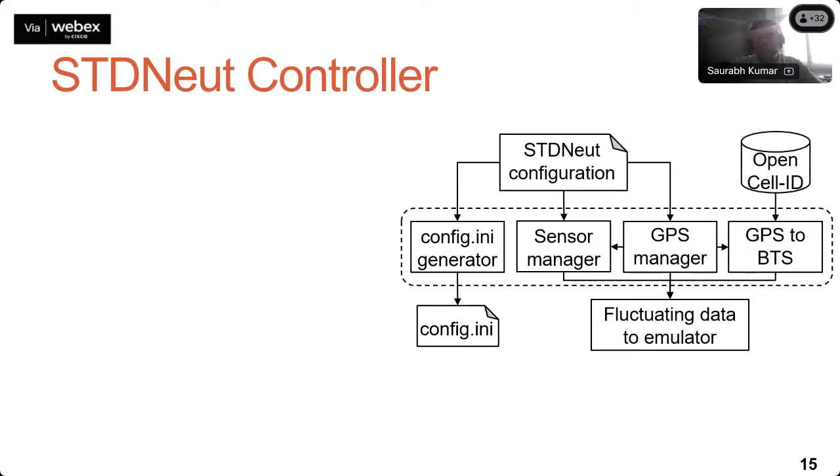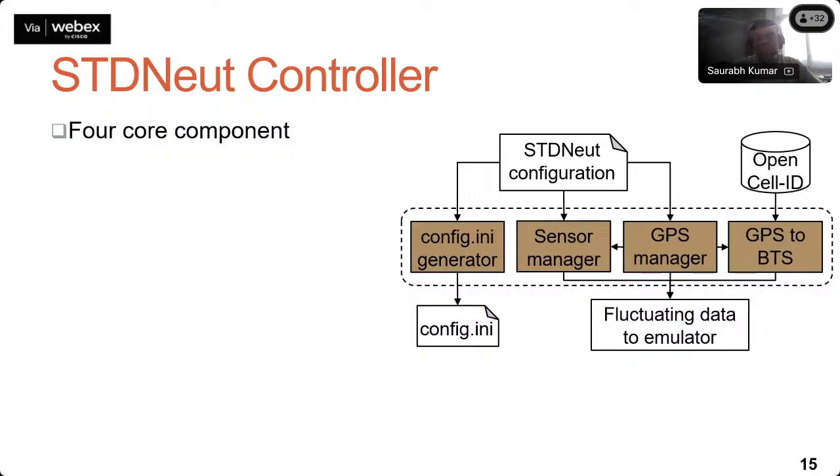Then let's dig a little bit into this STD node controller, because we just said that the STD node controller is responsible for launching an application and all those things, right? So how is this actually working? This STD node controller actually has four core components: config.ini, sensor manager, GPS manager, and GPS to BTS module.